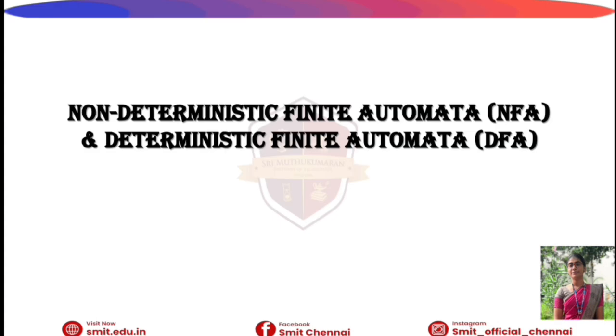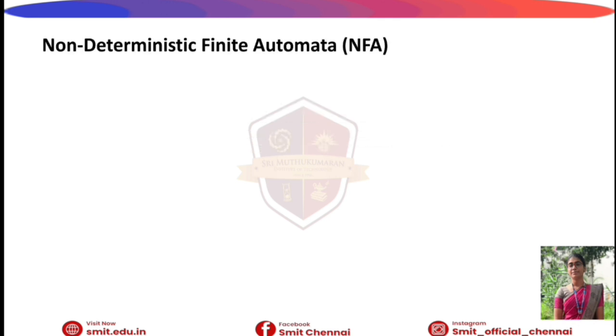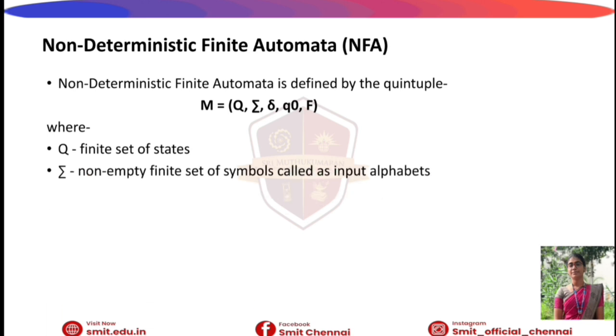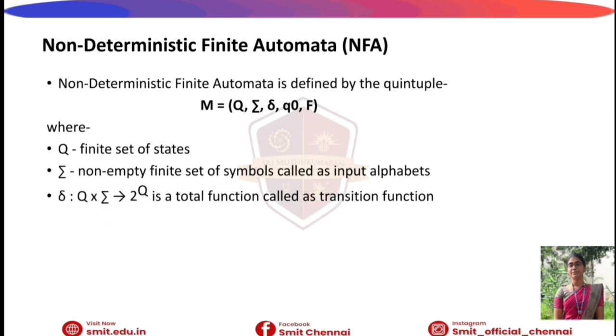I am going to discuss the topic non-deterministic and deterministic finite automata. First, we will see the definition of non-deterministic finite automata. It is defined by the quintuple Q, sigma, delta, Q naught, F. Q is the finite set of states. Sigma is the non-empty finite set of symbols called input alphabets. Delta is a transition function from Q cross sigma to power set of Q, and Q naught is the initial state. F is the subset of Q, which is the final state.